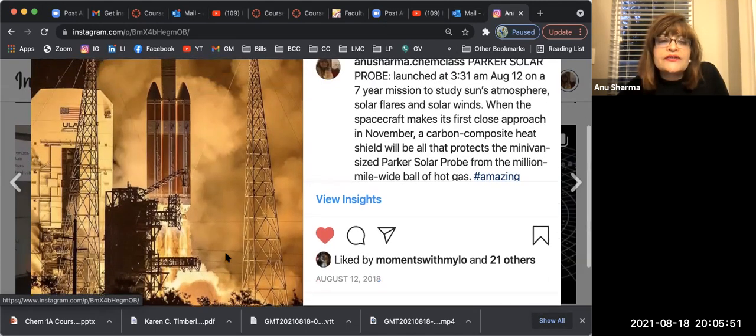Anyways, what do you see in this? What is happening here? It's a rocket. Yeah, it's a rocket. And actually, it's a space probe. It's actually a solar probe, not even a space probe.